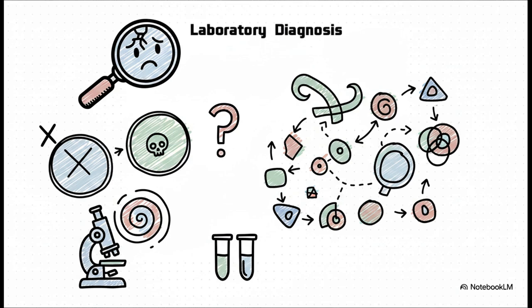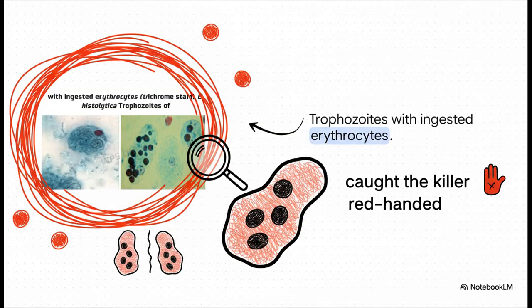Under a standard microscope, they look exactly the same. You literally cannot tell the killer from the innocent bystander just by looking at their shape or size. So scientists are forced to rely on immunologic analysis and advanced molecular testing just to tell them apart. But there is one ultimate smoking gun in this microscopic crime scene.